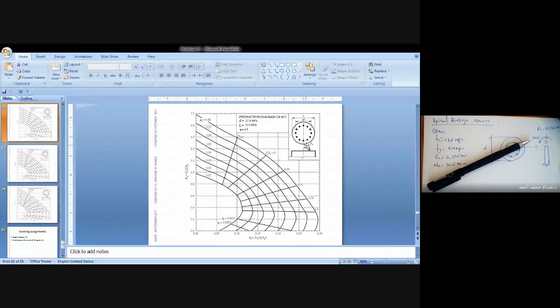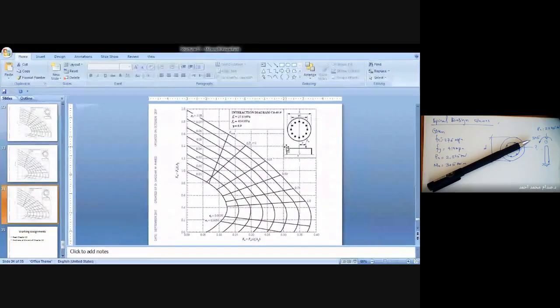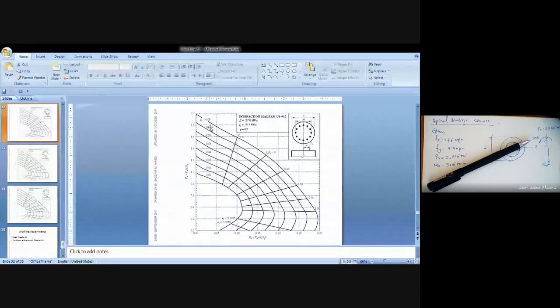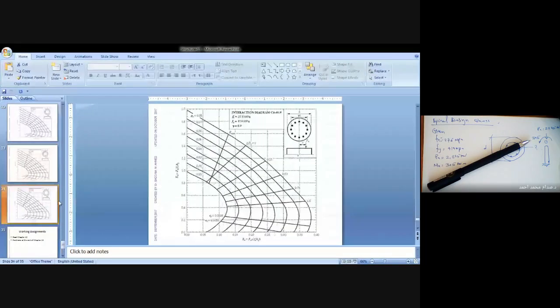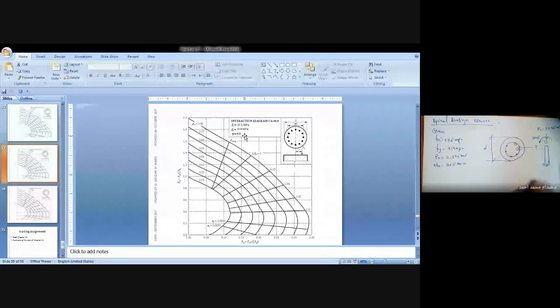For example, if I want to use this interaction diagram, I should make it in such a way that I get gamma equal to 0.7. That means if I want to use this chart, I must choose a gamma value of 0.7. Or I could use another one, where gamma is 0.9. So it's up to me which one to use. This one is gamma 0.7, this is 0.8, and this is 0.9. Which one am I going to use? Suppose I want gamma equal to 0.8, so I am going to use this one.